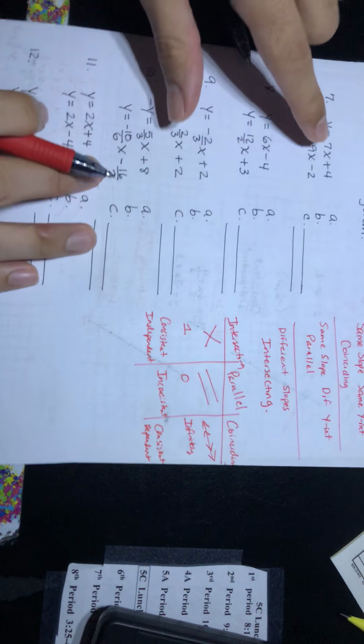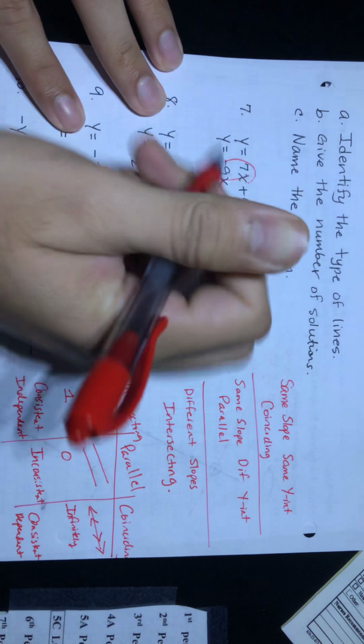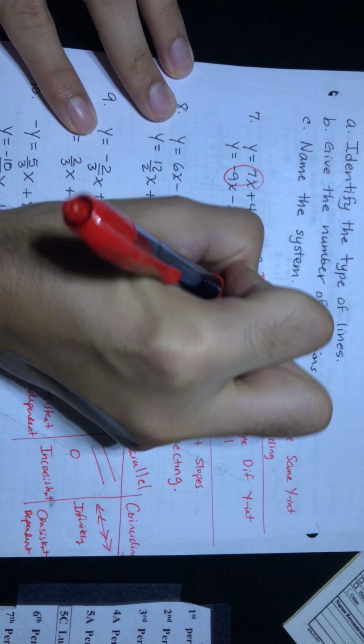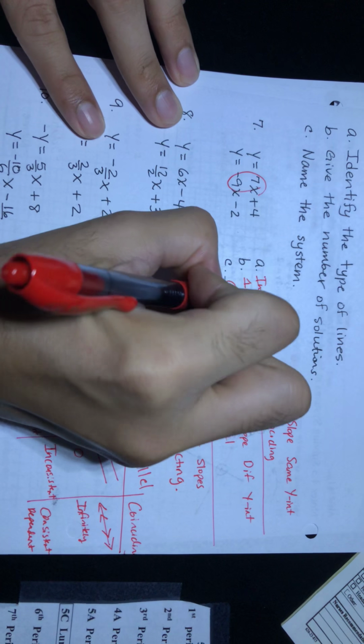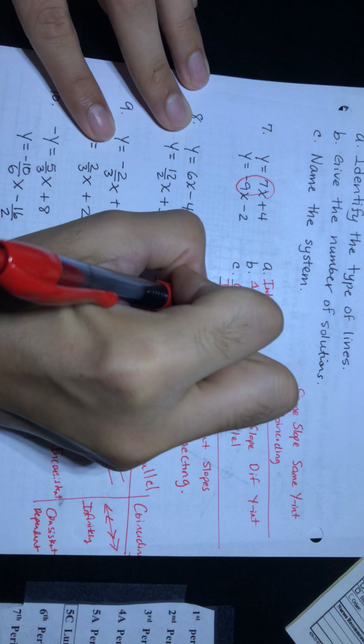So now I look at this. So look right here. This has different slopes. That means my lines are intersecting. They have 1 solution, and the name of the system is consistent, independent.